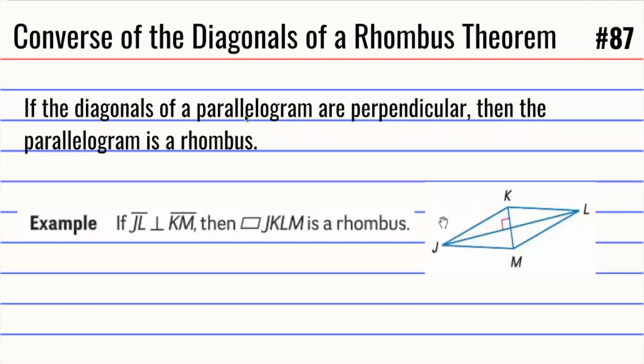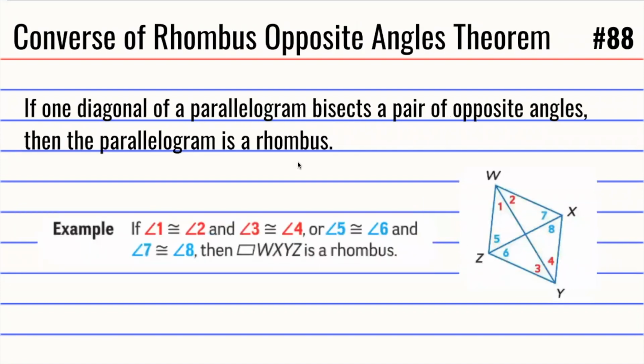All right. So the converse of the diagonals of a rhombus simply says that if the diagonals are perpendicular, then it's a rhombus. And the converse of the opposite angles says that if one diagonal of a parallelogram bisects a pair of opposite angles, then the parallelogram is a rhombus.